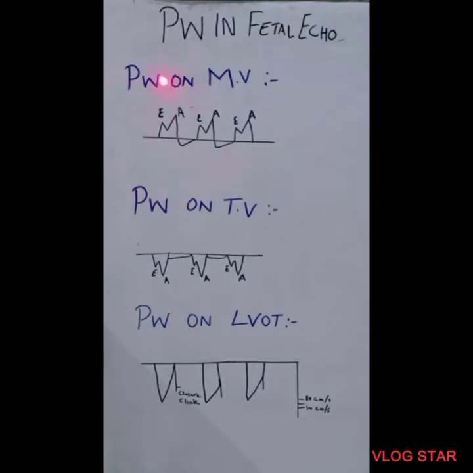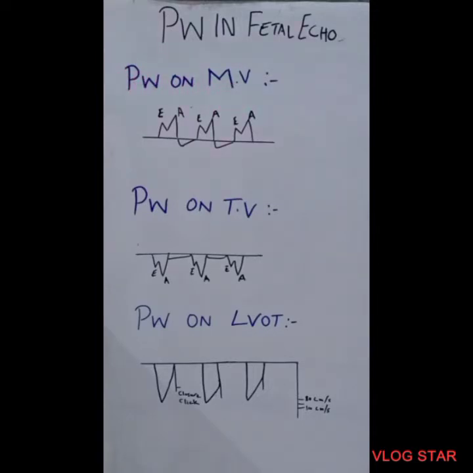Pulse wave Doppler has an importance in assessing the fetal circulation. Pulse wave Doppler can be used across the AV and VA valves as well as across the pulmonary veins and the SVC or IVC. Here on the board, number one is the pulse wave on the mitral valve.